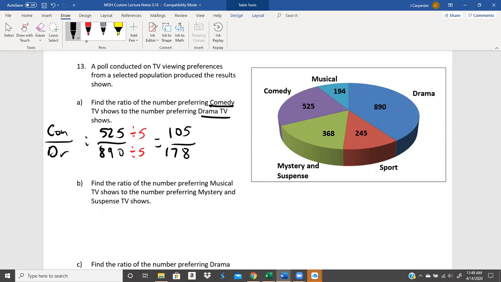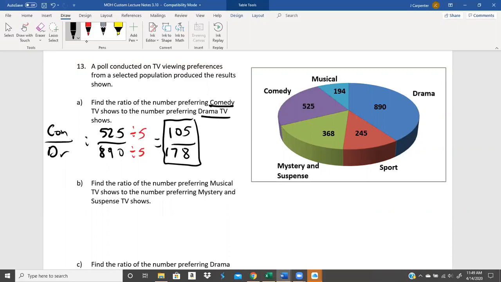105 and 178. Well, they end in 5 and 8, so 5's not going to go in, 10's not going to go in, 2's not going to go in because 105 is odd. Does 3 go in? 1 plus 7 is 8, 8 plus 8 is 16. 16 is not divisible by 3, so 3 doesn't go in. 7, 40, 38, that's not going to go in. I am fairly confident that that is reduced as much as possible. You might take longer to reach that level of confidence, but that's the ratio of people that prefer comedy to drama.